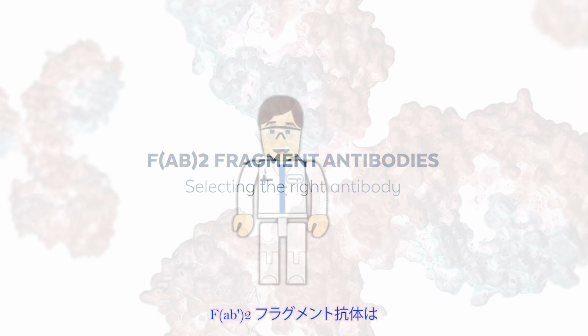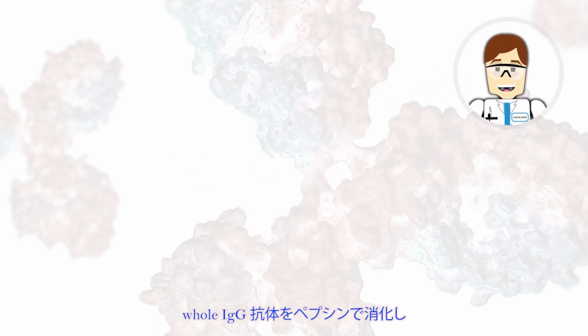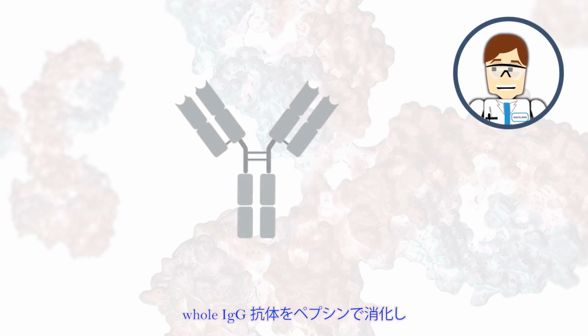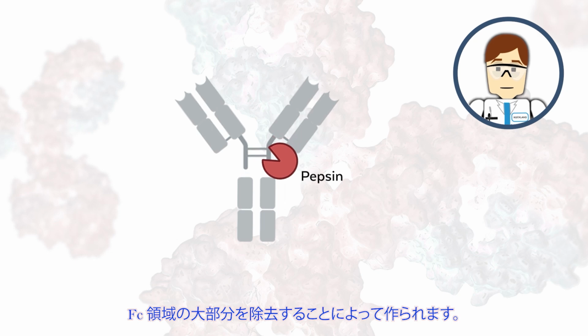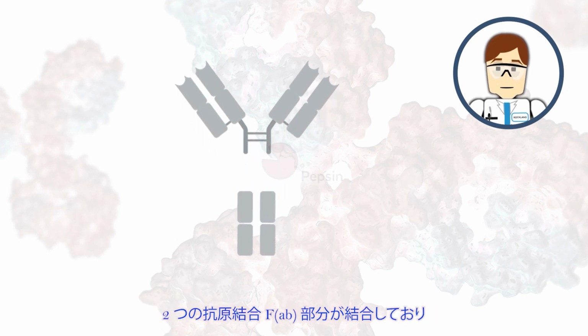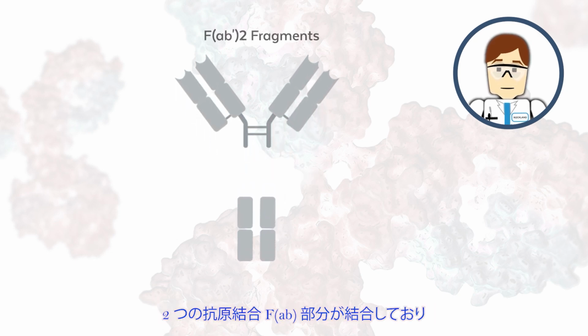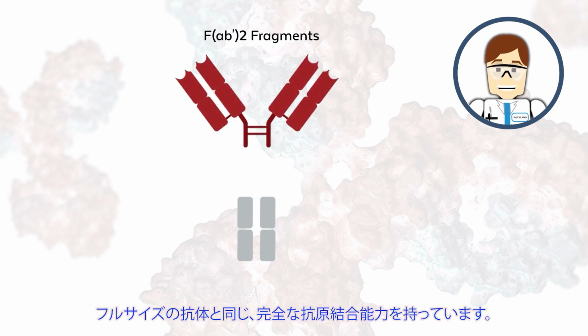Fab2 fragment antibodies are generated by pepsin digestion of whole IgG antibodies to remove most of the Fc region while leaving the hinge region intact. Fab2 fragments have two antigen-binding Fab portions linked together and have the full antigen-binding capability of full-size antibodies.